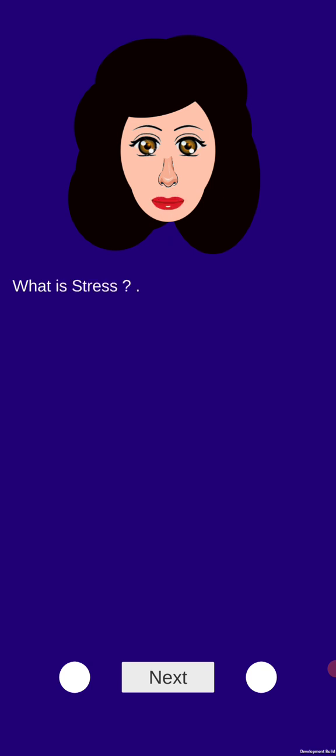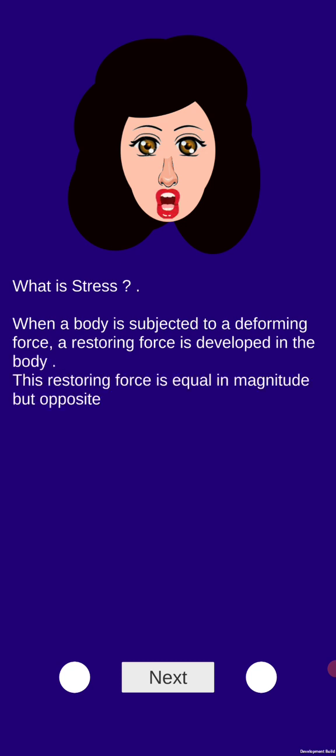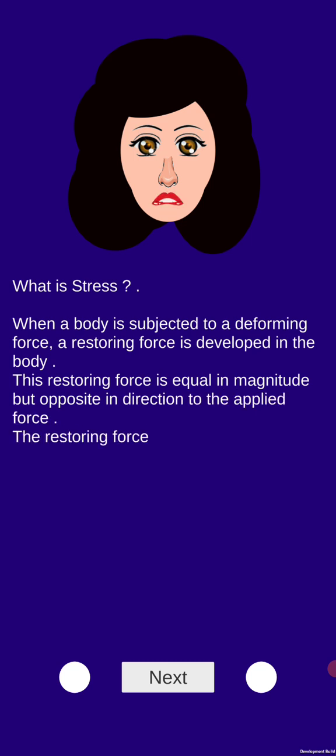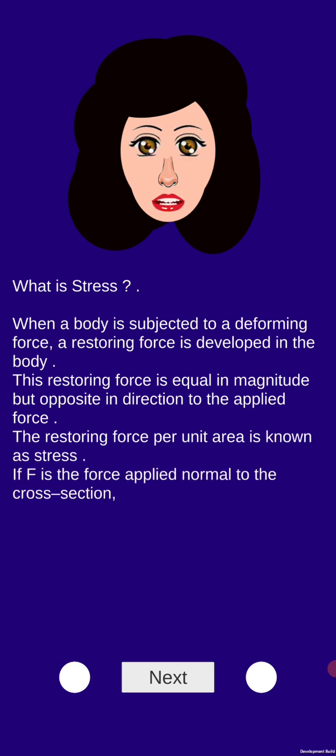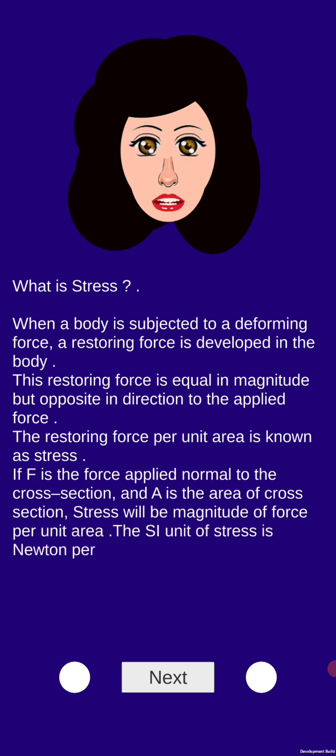What is stress? When a body is subjected to a deforming force, a restoring force is developed in the body. This restoring force is equal in magnitude but opposite in direction to the applied force. The restoring force per unit area is known as stress. If F is the force applied normal to the cross-section, and A is the area of cross-section, stress is the magnitude of force per unit area. The SI unit of stress is Newton per meter square, or Pascal.